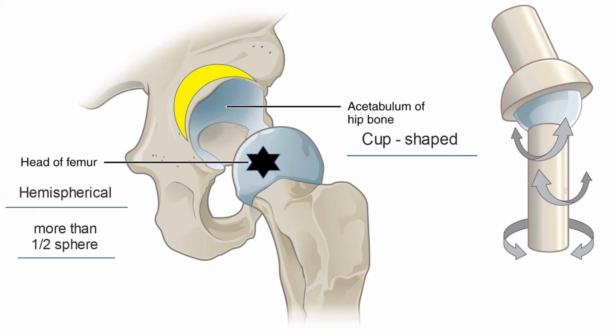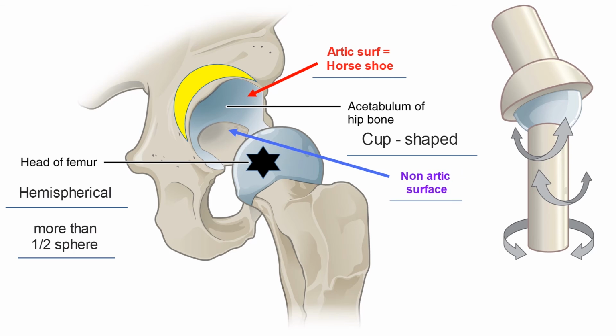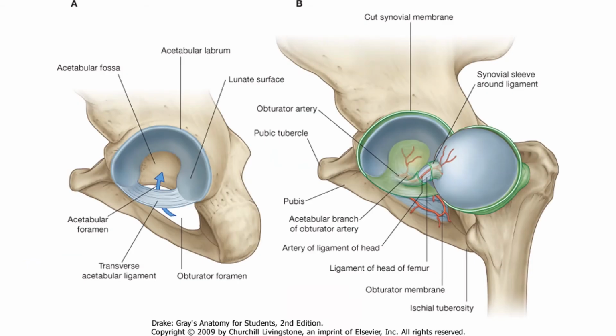And you know what structure this is? This is easy, and this is as well, and this is the non-articular part of the acetabulum, and in this image we can see the ligamentum teres extending from the fovea capitis to the acetabulum.